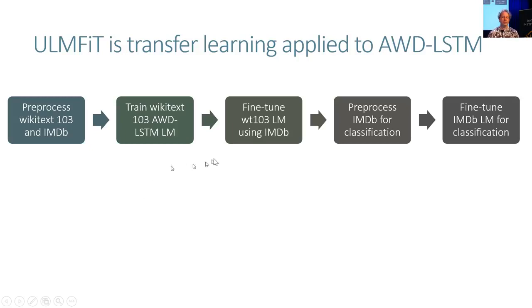And then we fine-tune that language model using our in-domain corpus, which in this case is going to be IMDB. And then in each case, we first have to pre-process our data sets to get them ready for using an RNN on them. Language models require one kind of pre-processing. Classification models require another one. And then finally, we can fine-tune our IMDB language model for classification. So this is the process we're going to go through from scratch.